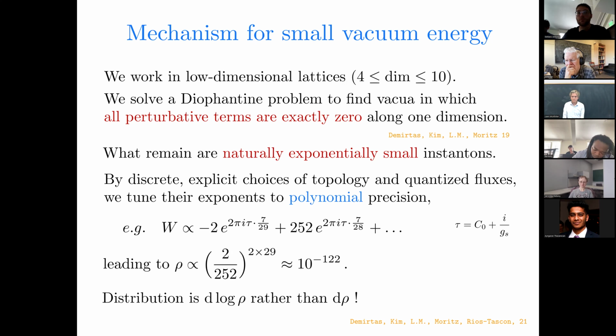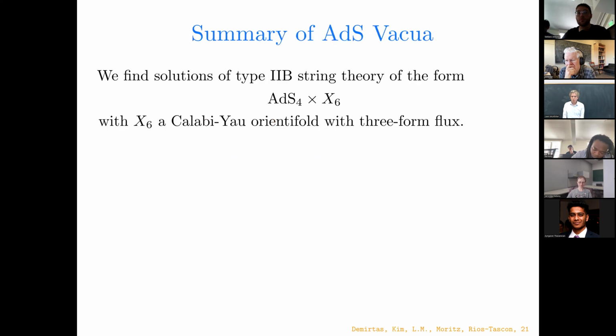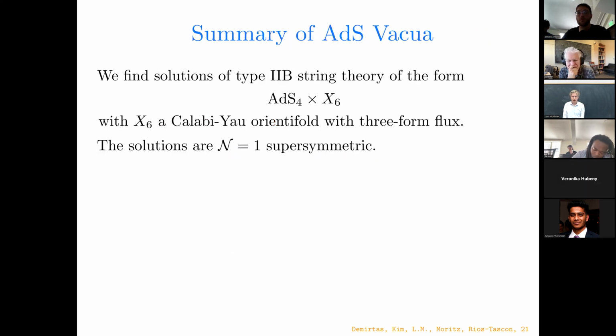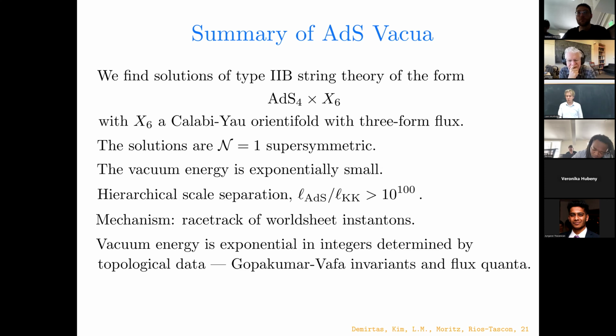Okay, so just an overall summary of what we've done with supersymmetric vacua. We found solutions of the form AdS4 cross X6. It's actually a warped product, but not importantly warped, with X6 a Calabi-Yau orientifold with three-form flux. And the solutions are supersymmetric. They preserve N=1 SUSY in 4D. The vacuum energy is exponentially small, and there's hierarchical scale separation. So the AdS length over the Kaluza-Klein length can be bigger than 10 to the 100.